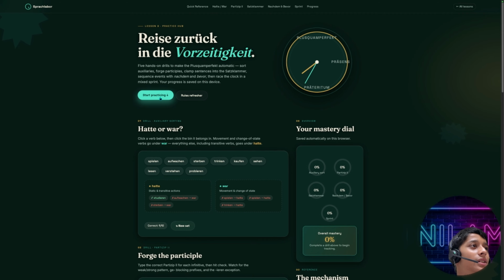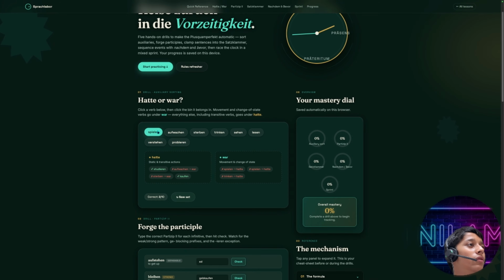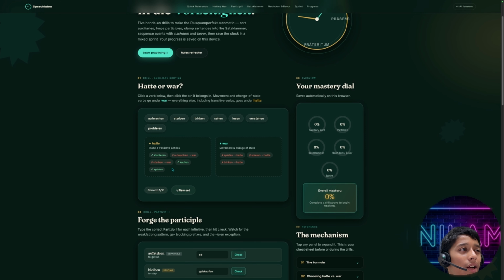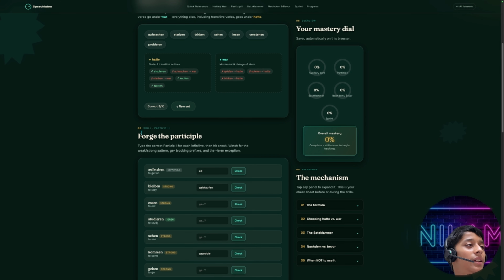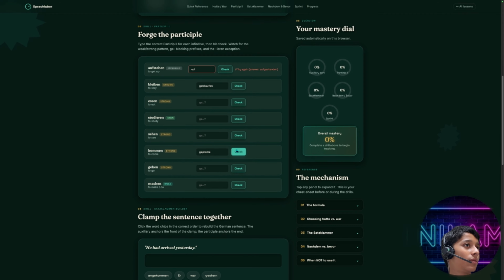If you click on the start practicing button, there'll be a first drill. If you click on a verb and you think it will go with war or hatten, you have to click in the boxes below after clicking on the verb, and then it will go to the correct ones. Then there is drill 2, force the participle, where you need to type the correct participle for each infinitive, and then you have to hit check right here. Watch for the weak strong pattern, ge-blocking prefixes, and then the -ieren exception right here.